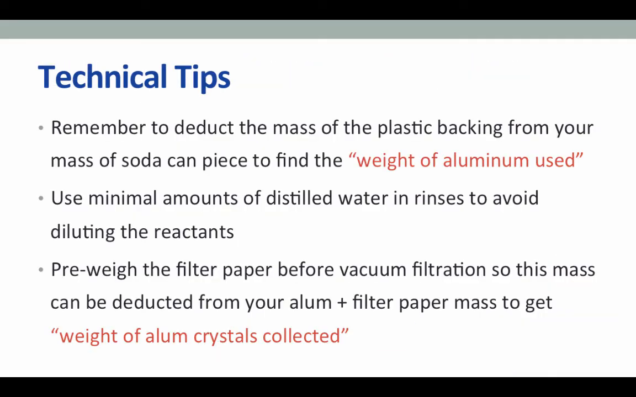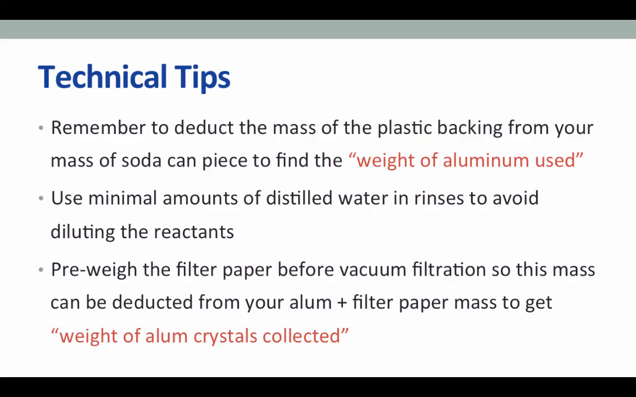A couple of technical tips. Remember that you need to know the mass of aluminum that you begin with, not the mass of the aluminum can. So if you are using a soda can for your sample, it's really important to weigh the piece of plastic backing that you fish out during the first step, where we're dissolving the soda can in the potassium hydroxide, and deduct it from your original mass so that you can find the weight of aluminum used. Remember, this weight of aluminum used is going to be used to calculate your theoretical yield and is really important for your percent yield calculation.